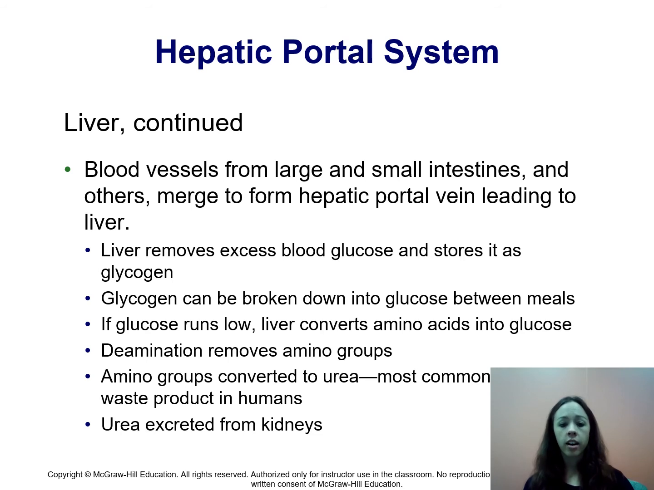When there are too many amino acids, the liver will break down the amino acids through a process called deamination. And when amino acids are broken down, it is converted into urea, which is excreted from the body through the kidneys. And fun fact, urea is the most common waste product in humans.